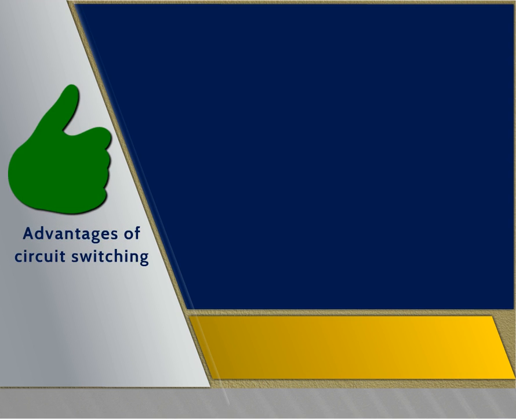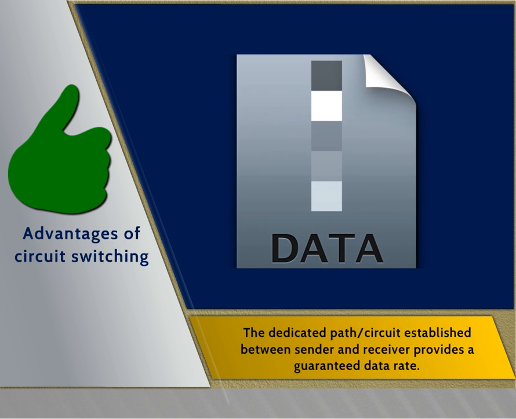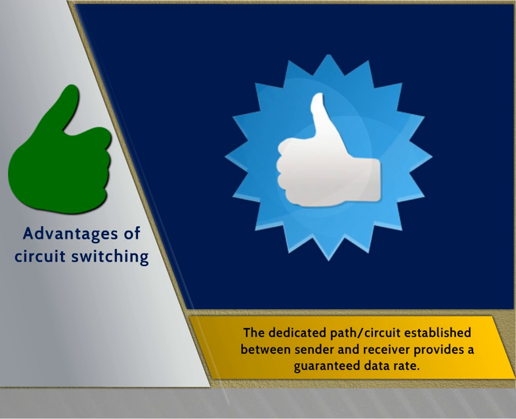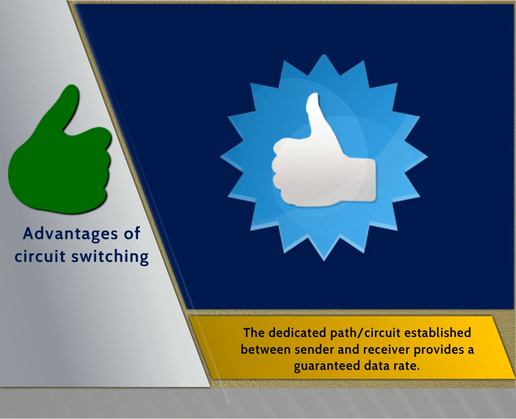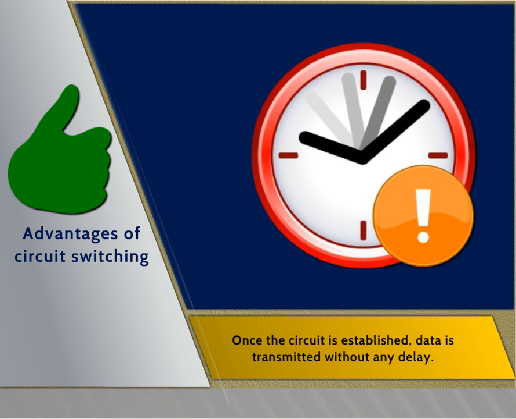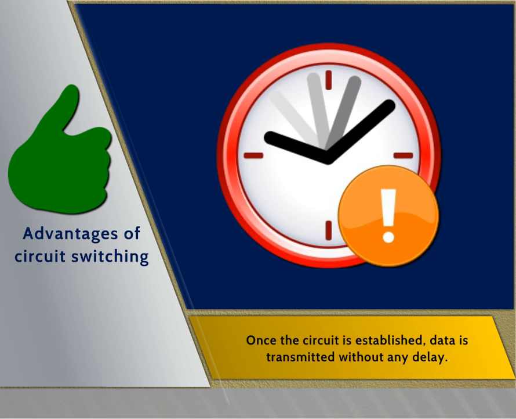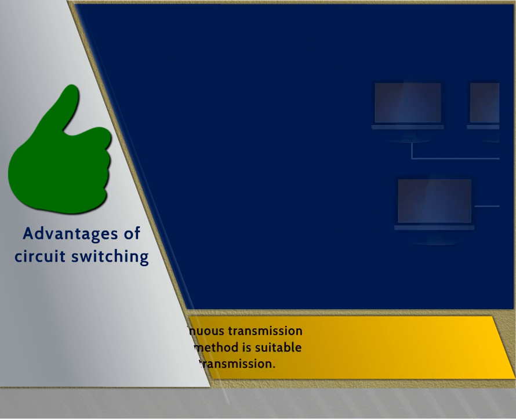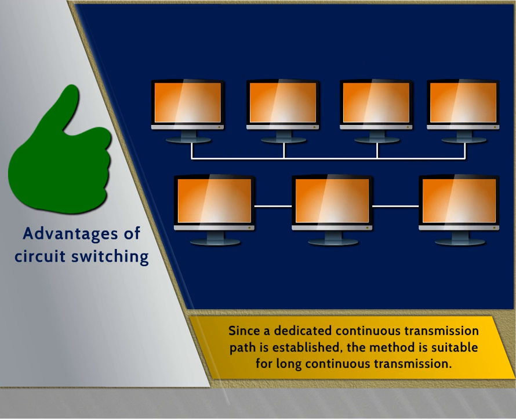Advantages of circuit switching. The dedicated path or circuit established between sender and receiver provides a guaranteed data rate. Once a circuit is established, data is transmitted without any delay. Since a dedicated continuous transmission path is established, the method is suitable for long continuous transmission.